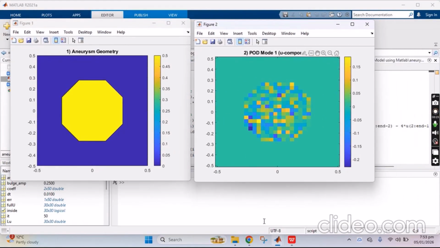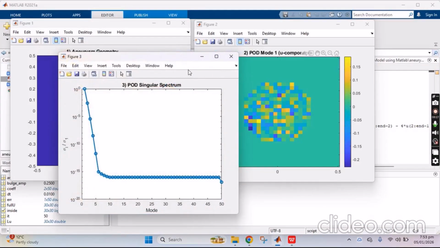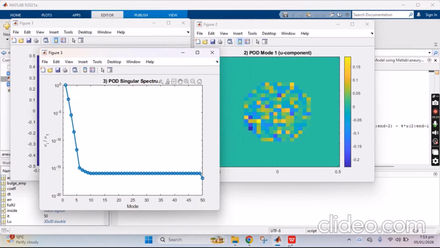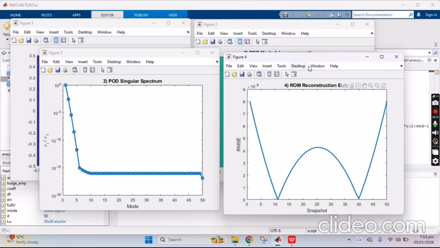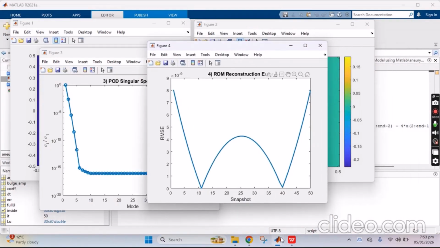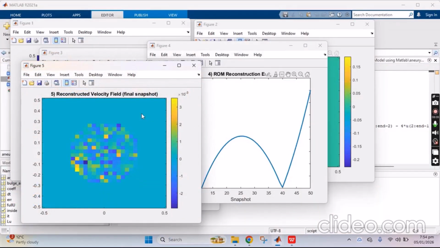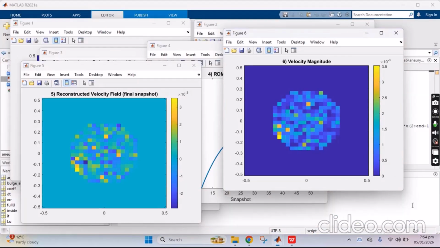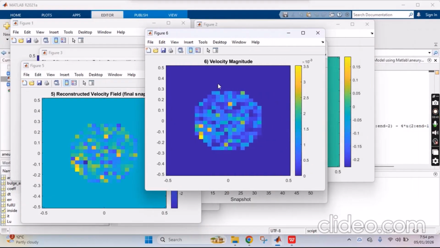The first output is POD mode 1, the third one is the POD singular spectrum, the fourth one is the ROM reconstruction error, the next one is the reconstructed velocity field final snapshot, and finally the velocity magnitude. These are the output results, and you will get them when you run the model.